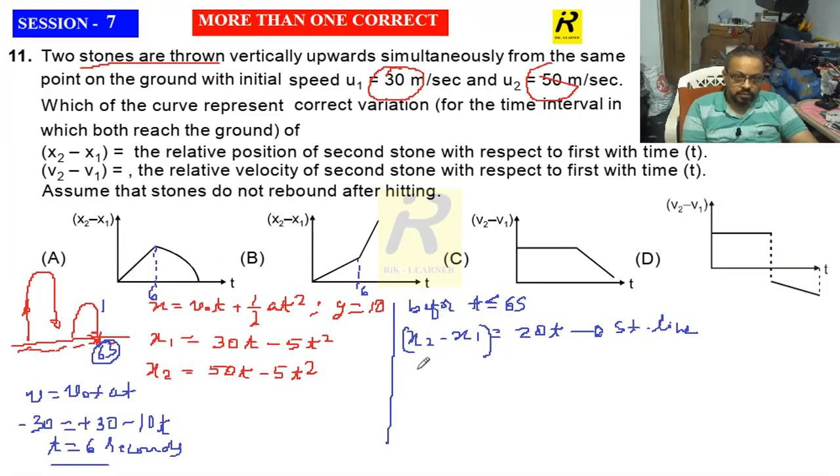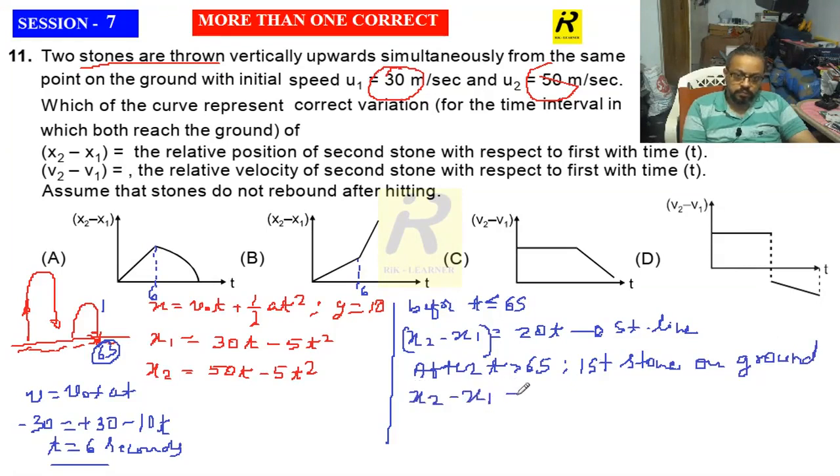So after t is greater than 6 seconds, what happens? The second stone is still in the air, but the first stone reaches the ground. The first stone is on the ground. So therefore, what do you have to write for x2 minus x1? It is simply x2.